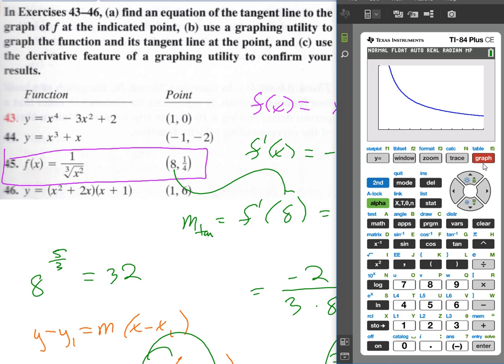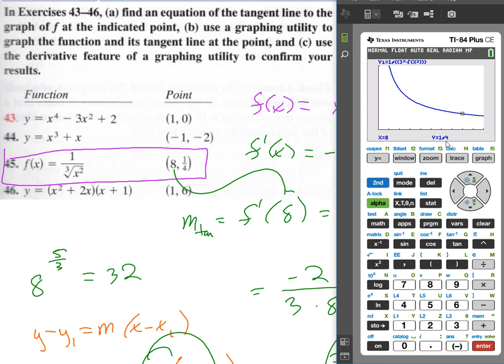Did you guys use your calculators a bunch last year? Not a ton. So one thing you can do, if we want to know what the value of the function is, pretend we didn't know the 1/4 part. Okay, we could go trace 8, enter, and look what it does. Tells us the value of the function there. So there's the point of tangency.